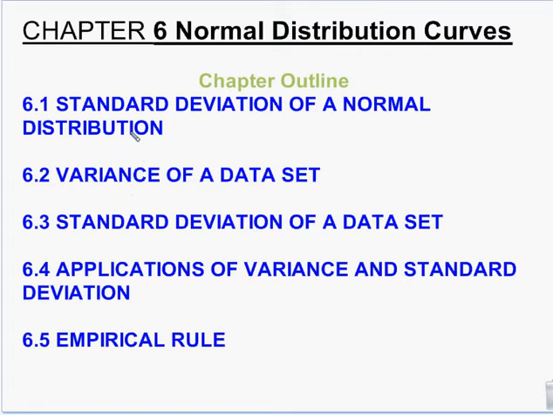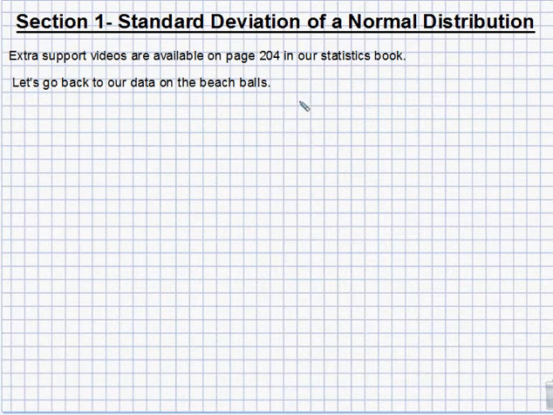We'll talk about standard deviation, what a variance is. We'll calculate the standard deviation of a data set. We'll talk about what you use variance and standard deviation for, and then we'll talk about the empirical rule. Okay. So when we started, we had these mini beach balls that we measured.